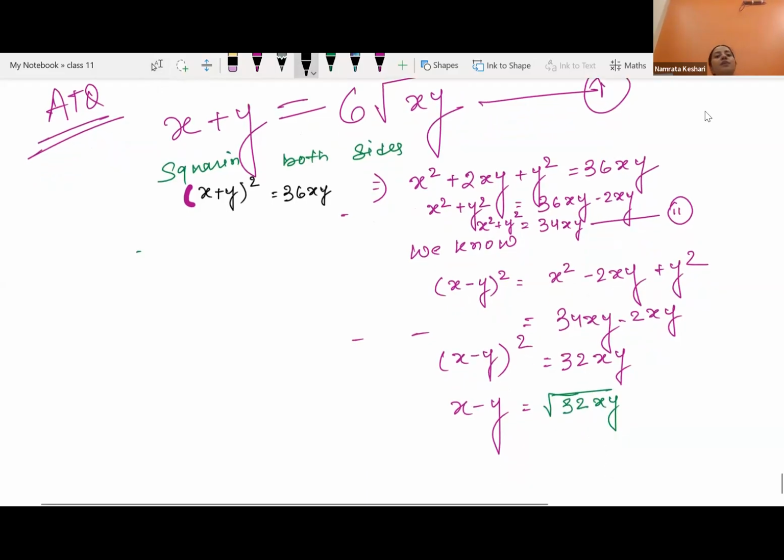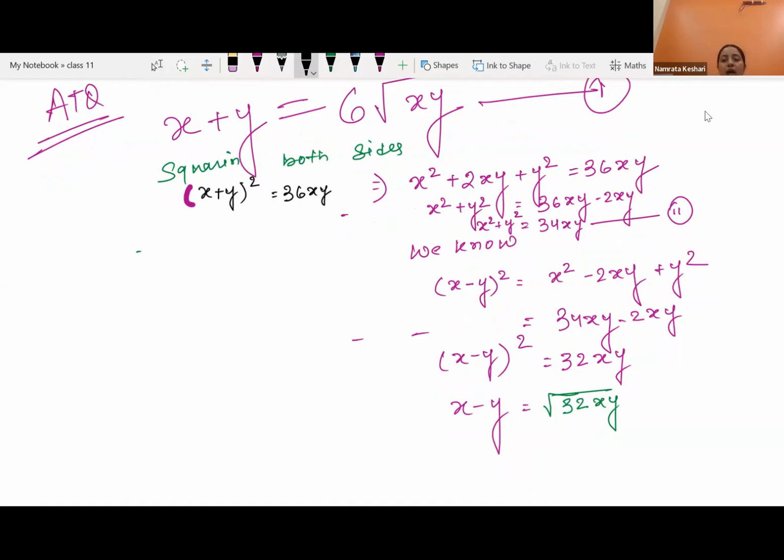From the given x plus y, 6 root xy, we did the squaring both sides and we got x square plus y square as 34xy. Now that one we are using in the second identity, x minus y whole square formula. Why we are doing so? So that x plus y is given, maybe we will be able to take out x minus y, then we can solve both the equations. That's why we are doing so.